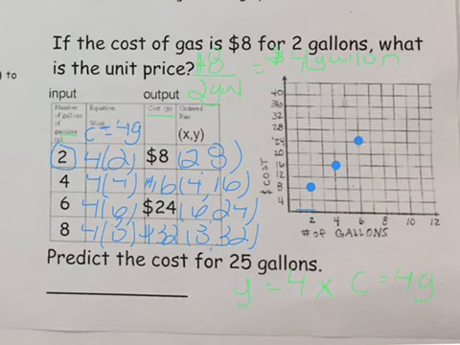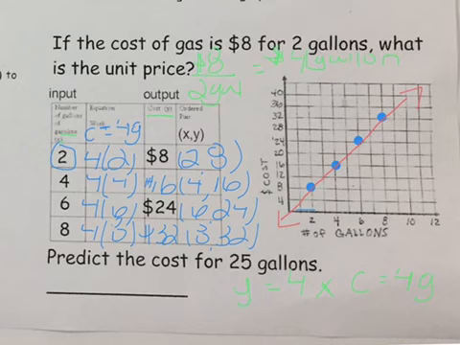Then I'm going to go over 8 gallons to the right. Then I'm going to go up to $32. Then you're going to connect the dots with a straight line. And you want to extend the line and put arrows on the end. So you can see that it is a linear equation. It is a constant rate of change because it's a straight line and it goes through the origin.